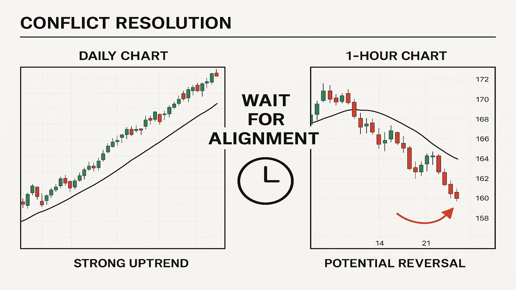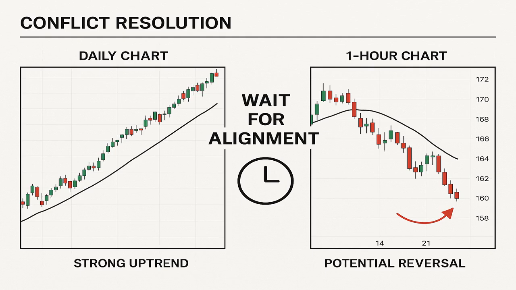Solution: skip the trade entirely, as this violates the hierarchy rule. Real example 3, SPY weekly chart is bullish, daily chart is neutral, 4-hour chart is bearish. Solution: wait for daily chart to show clear bullish bias before considering long positions.